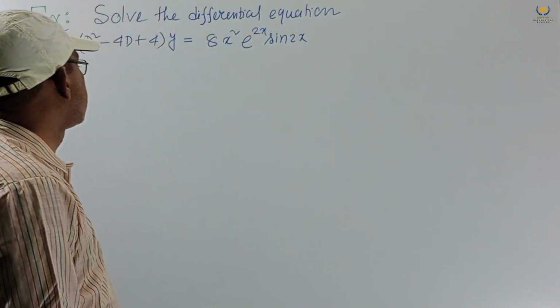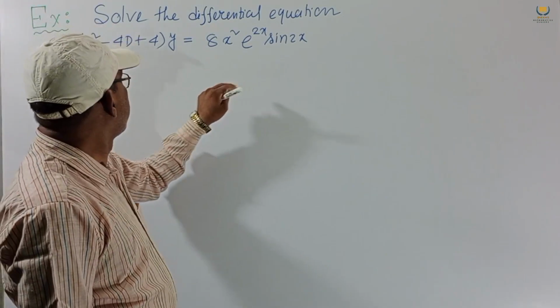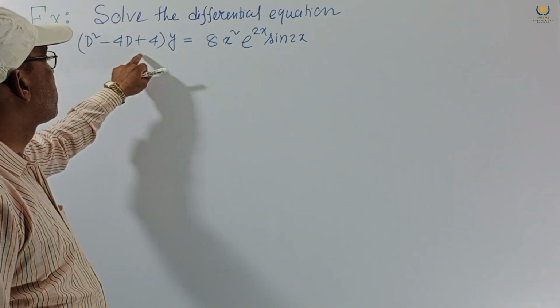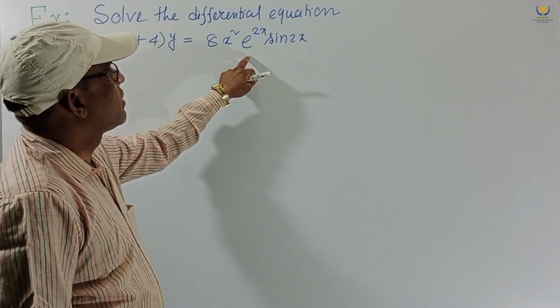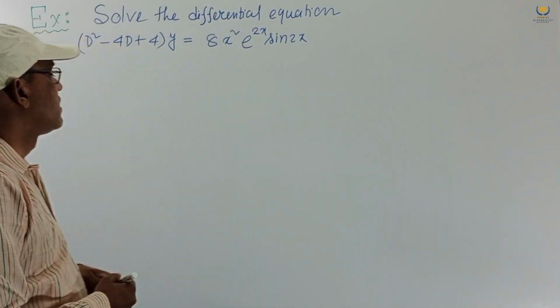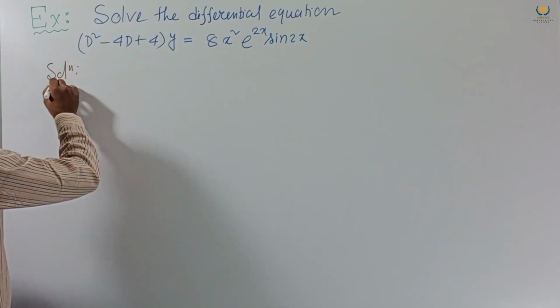Another problem. This is also the same type of problem, and this one is also important. (D square minus 4D plus 4) y equal to 8 x square e to the power 2x sin 2x. So this is the problem. Now we want to solve this problem.